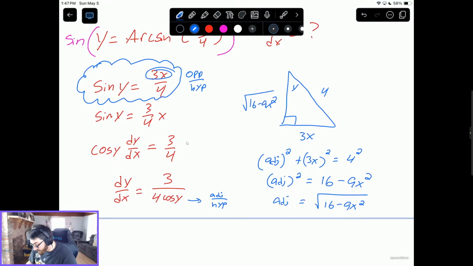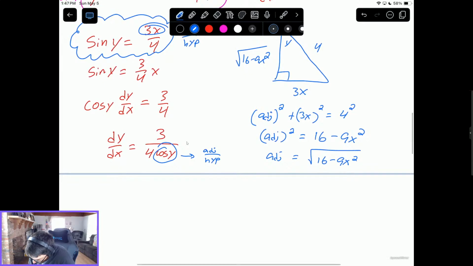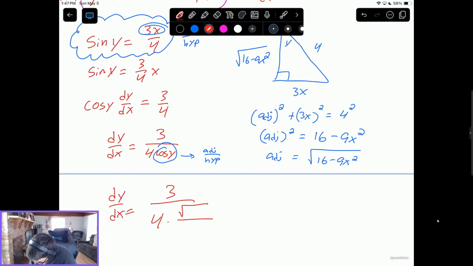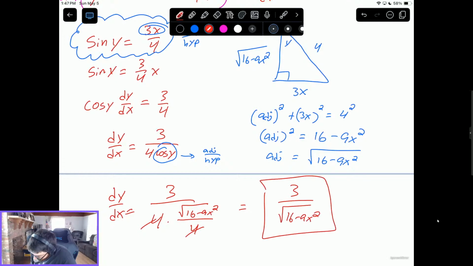I'm ready to plug this into my expression for cosine y. So my final answer will read dy/dx is equal to 3 over 4 times adjacent on top, hypotenuse on the bottom. The hypotenuse is still the 4 from before. I didn't have to find that. This is equal to 3 over the square root of 16 minus 9x squared. And this is the answer to the derivative. No rationalization needed. Okay, chat looks empty, so I think everyone's good with that so far.